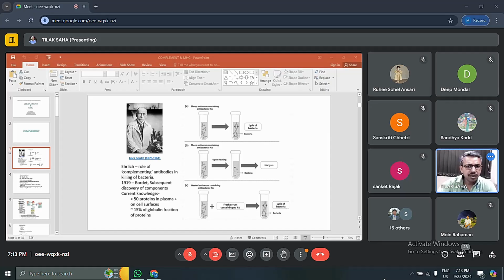Now, what happens if this serum is mixed with the bacteria? If bacteria is mixed with this antiserum, the bacteria get killed. So you can see this lyses the bacteria. But Bordet found that if this antiserum is heated for some time, up to around 56 degrees centigrade, the antiserum loses its capability to kill the bacteria.